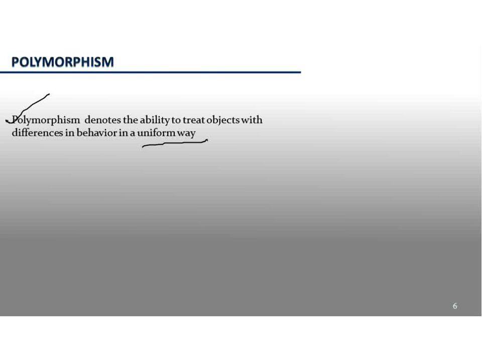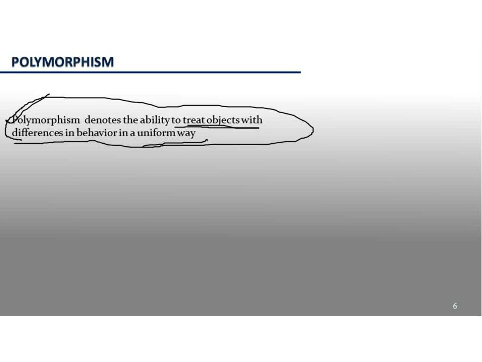Because you can see this definition. Polymorphism denotes the ability to treat objects with differences in behavior in a uniform way. This is the definition of polymorphism, meaning it has multiple forms. Is it clear?